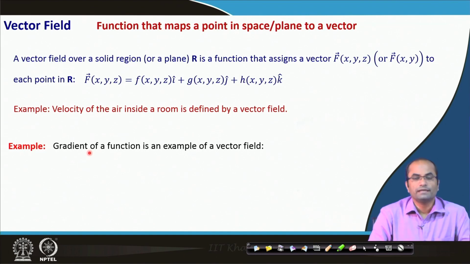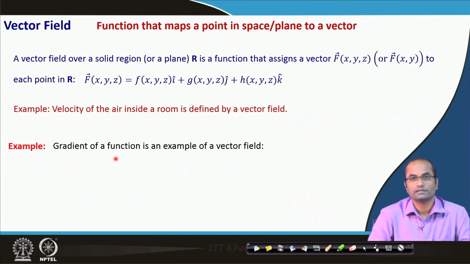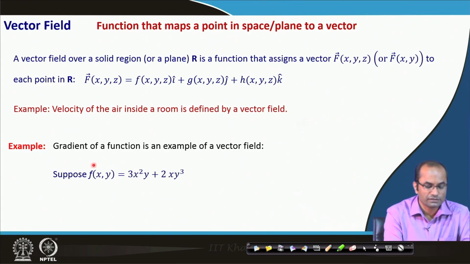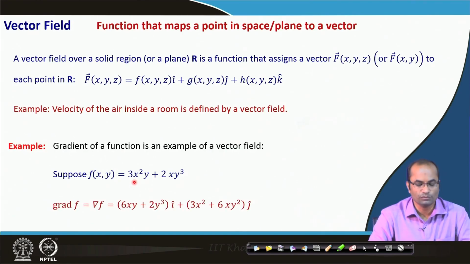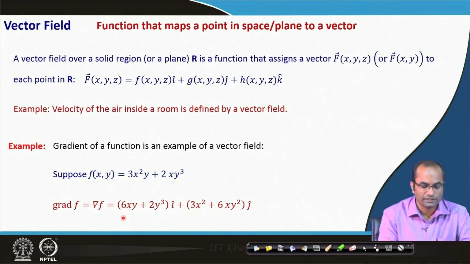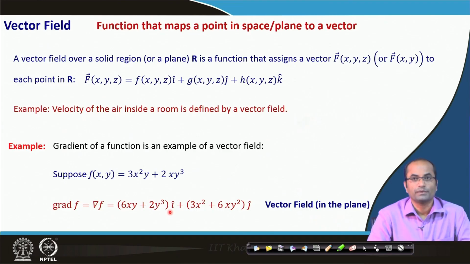Another example is the gradient, which we learned in the last lecture. The gradient of a function is also an example of a vector field. For instance, we have a function of two variables, 3x square y plus 2x y cube, and if we find the gradient, then we have a vector function given by this expression. This is a function which takes a point in the R2 plane and gives a vector in R2. So, again we can call this a vector field in the plane.